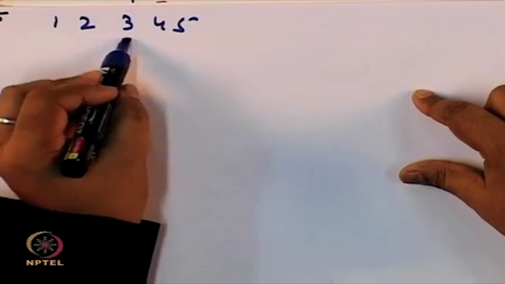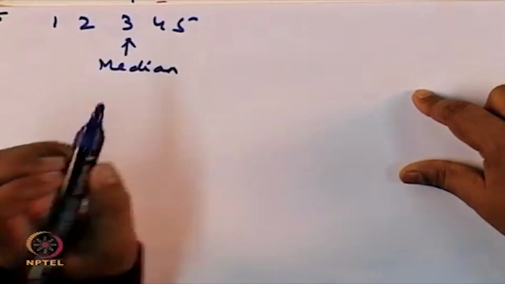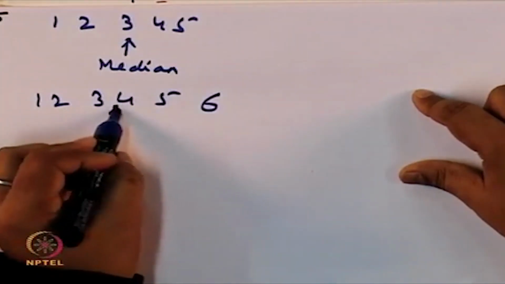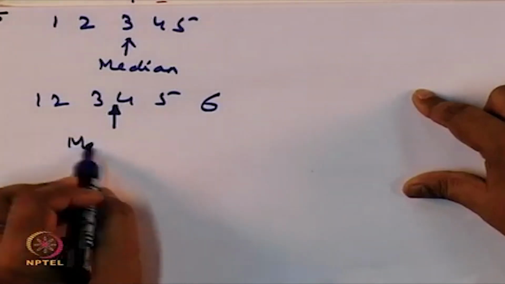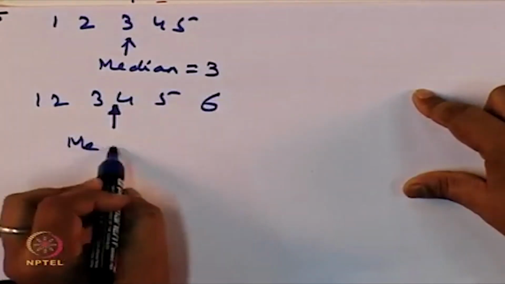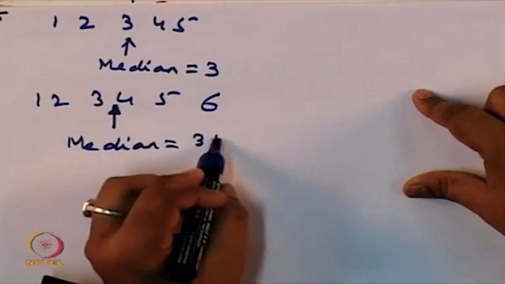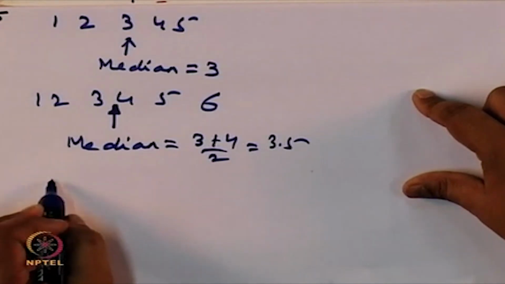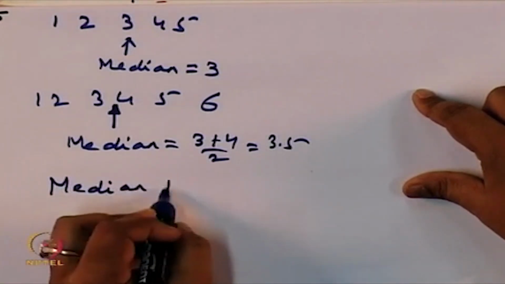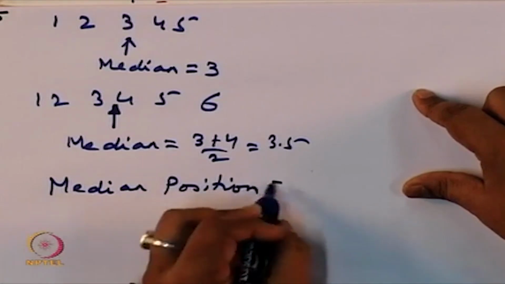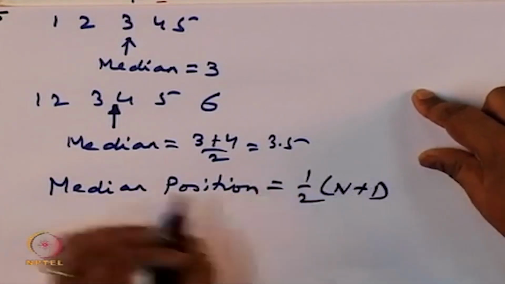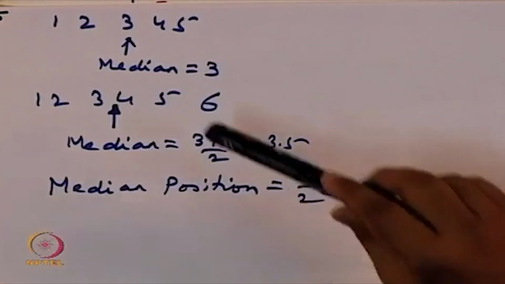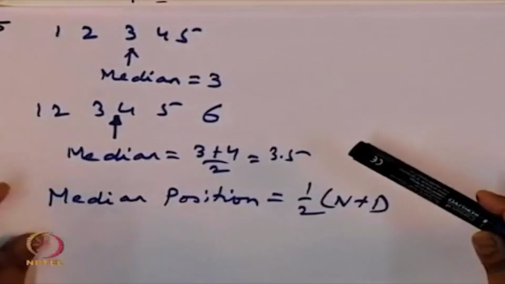you can see that this is my median. But if you have 6 numbers, let us say 1, 2, 3, 4, 5, 6, then the median position comes in between here. So, in the first case median is equal to 3, in this case my median is equal to (3 plus 4) by 2, which is equal to 3.5. Okay. So, you have to find the median position as half into (n plus 1), and then find out whether you have to average between two numbers if your data set is even, or you have a unique value if your data set is odd.